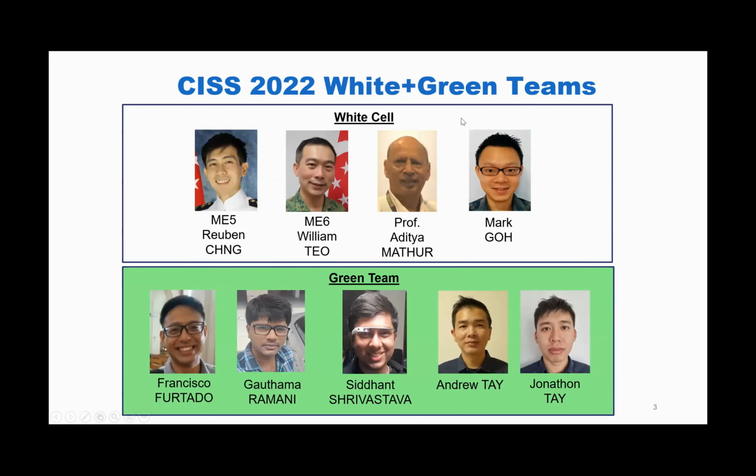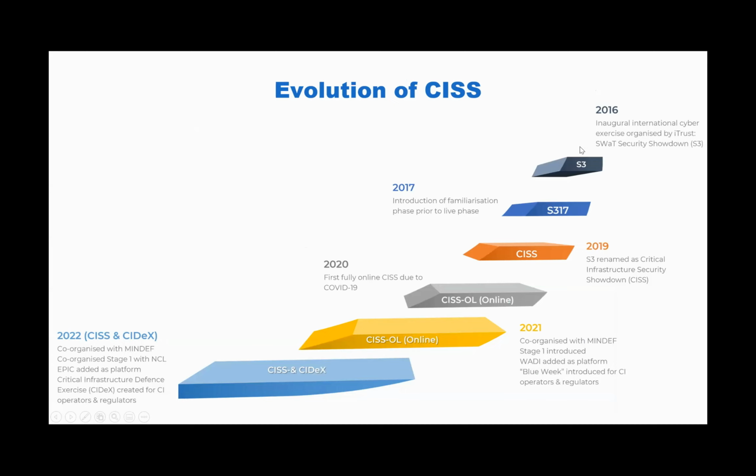I'll just introduce you to the white and green teams of CISS that you will be continuously communicating with. In the white cell, we have people from MINDEF that you can see here, Ruben and William. Then you have Professor Aditya Mathur and Mark in this call. From the green team, you have Francisco, Gautam, Andrew, Jonathan, and myself. From the red team, you have Wong Chong as well as Andy, who you might see around in the exercise, but you will be mostly communicating with the people that you see on this slide. This is pretty much the white and green teams, and more people will be shown in the opening ceremony of the exercise.